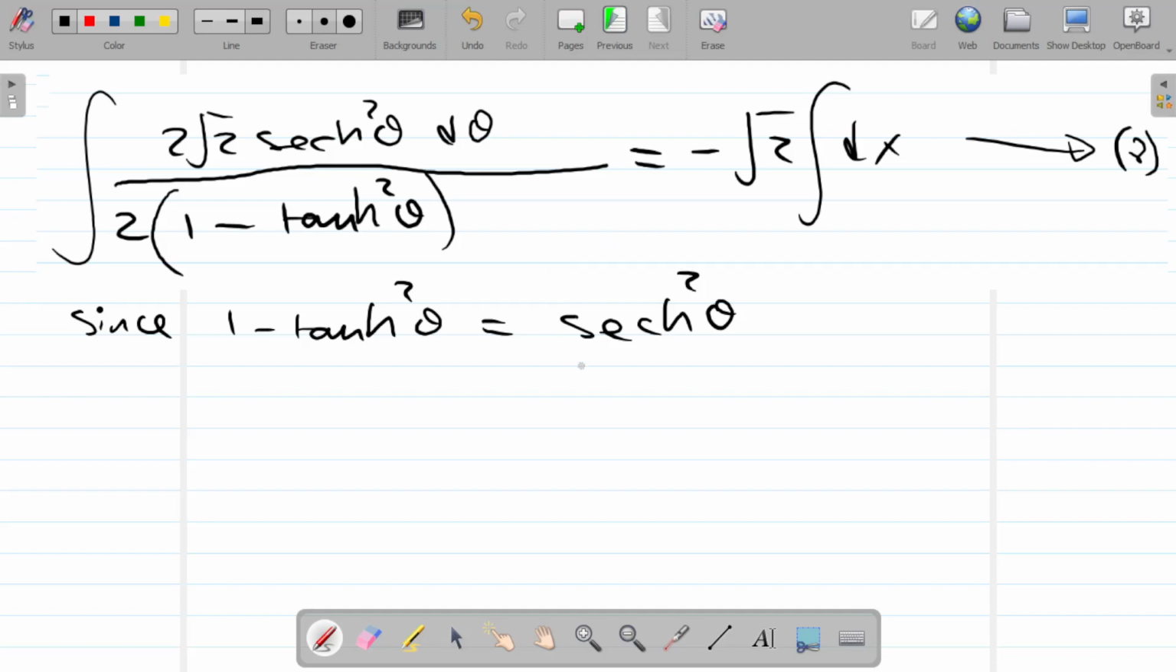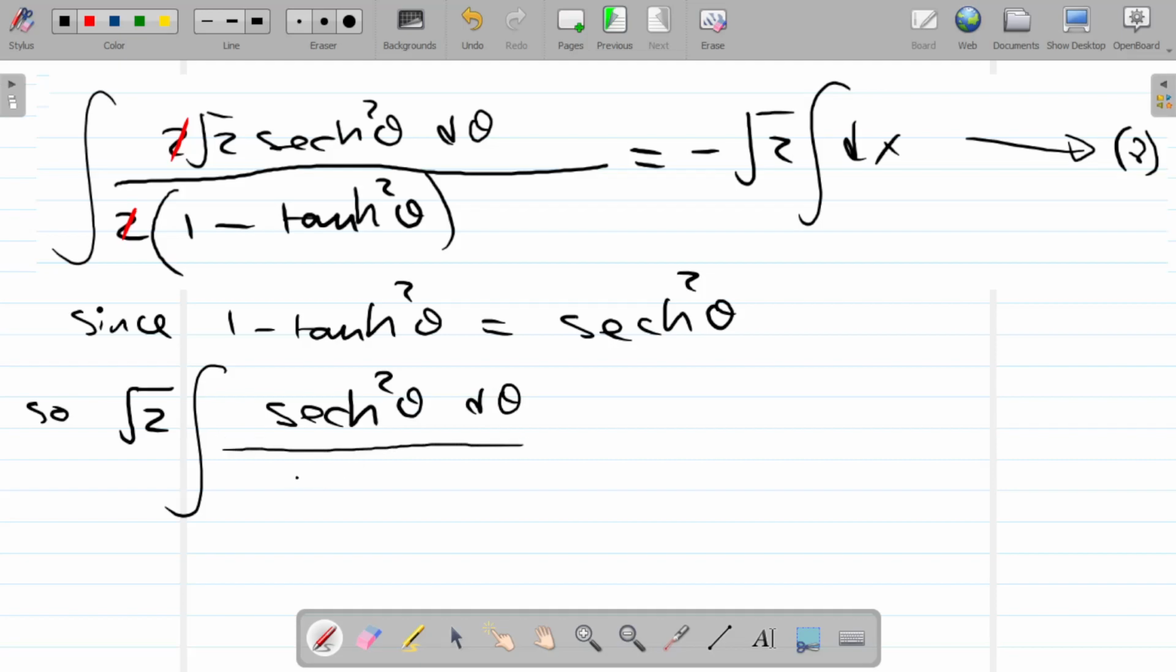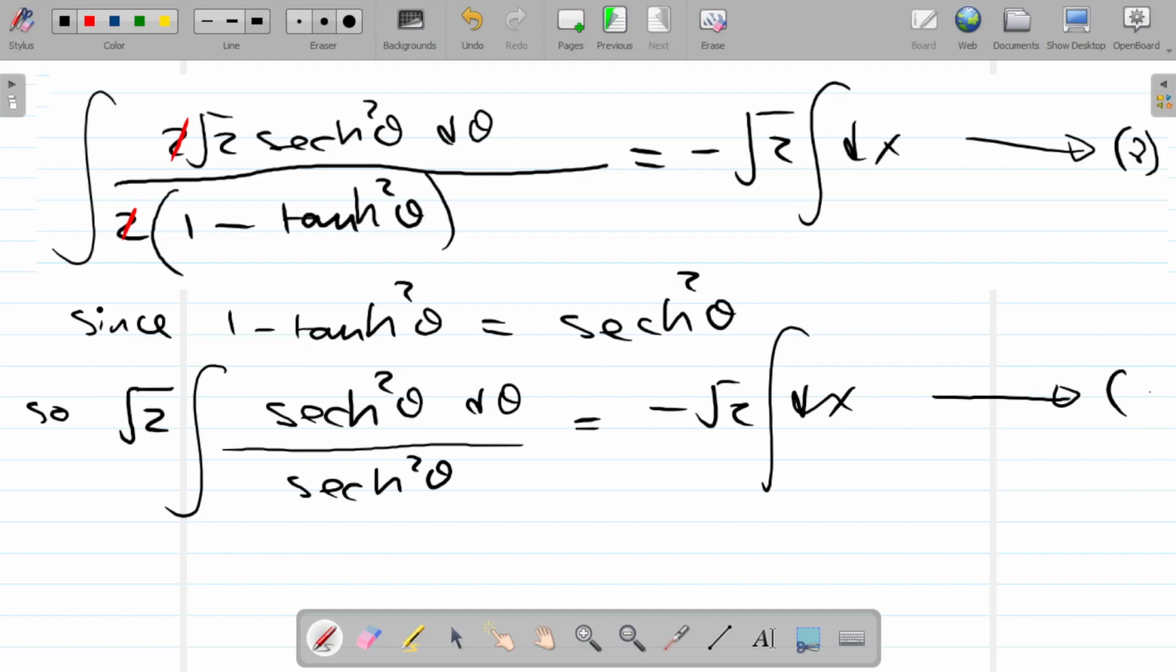We can substitute this in for this, so that we get... well, we can cancel a 2 and a 2 there, can't we? So what we've got is outside the brackets 2 times inside the bracket sec squared theta d theta, all divided by sec squared theta. And actually, yeah, I think that's okay. And that's equal to minus root 2 times dx. We'll call this equation 9.